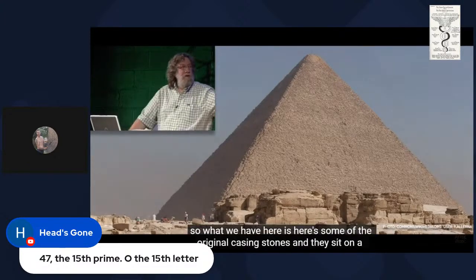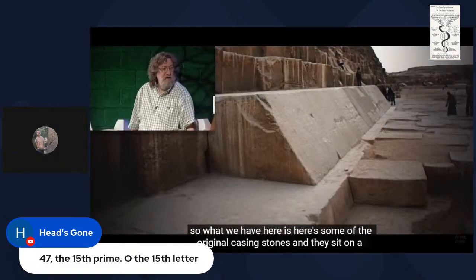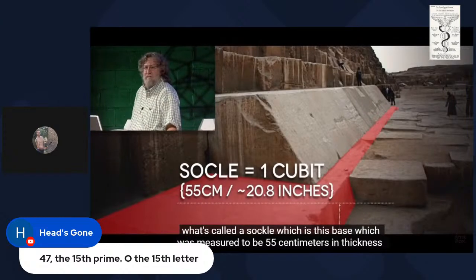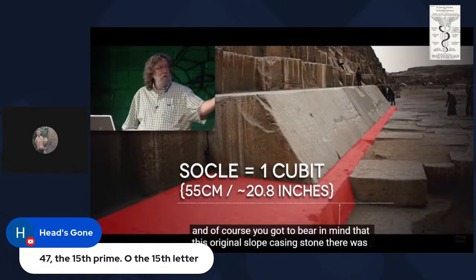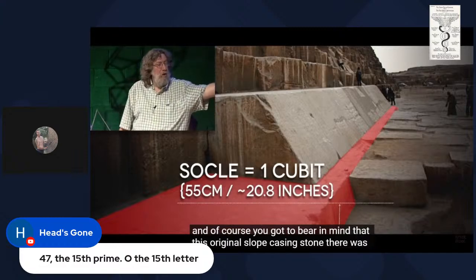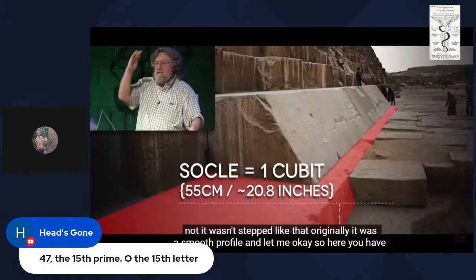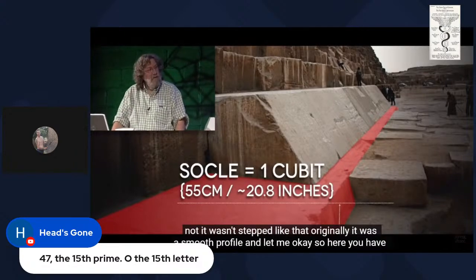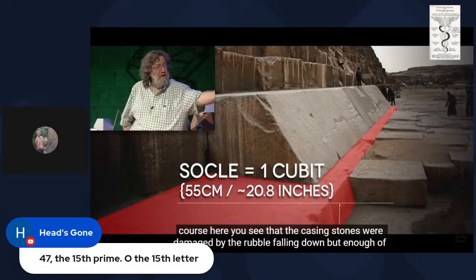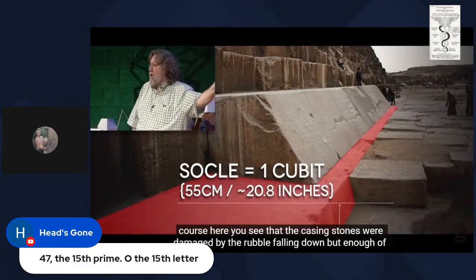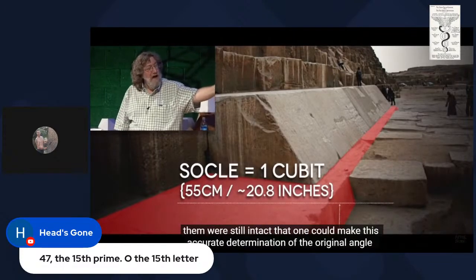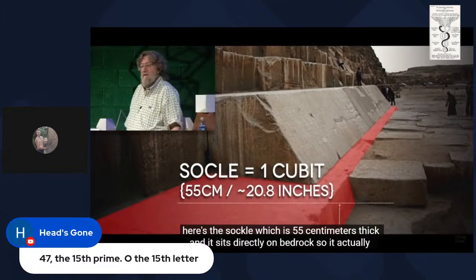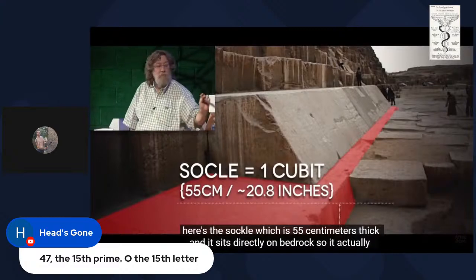So what we have here is some of the original casing stones, and they sit on what's called a socle, which is this base, which was measured to be 55 centimeters in thickness. And of course, you have to bear in mind that this original slope casing stone wasn't stepped like that originally. It was a smooth profile. Here you see that the casing stones were damaged by the rubble falling down, but enough of them were still intact that one could make this accurate determination of the original angle. Here's the socle, which is 55 centimeters thick, and it sits directly on bedrock.